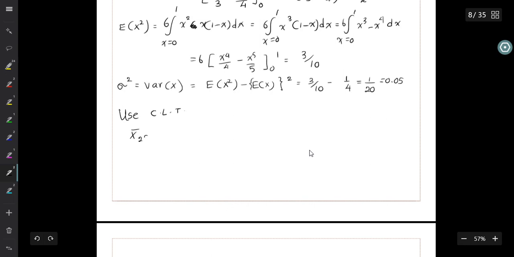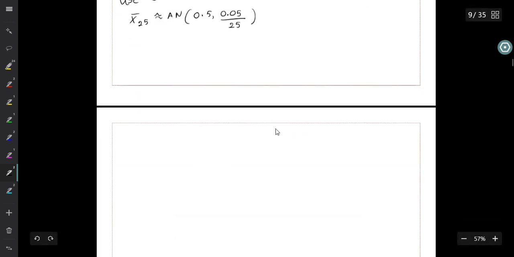The sample mean is approximately normal with mean 0.5 and the variance sigma squared, which is 0.05 divided by n, which is 25. We want to find the probability that this x bar, the sample mean, is within 0.48 and 0.52.